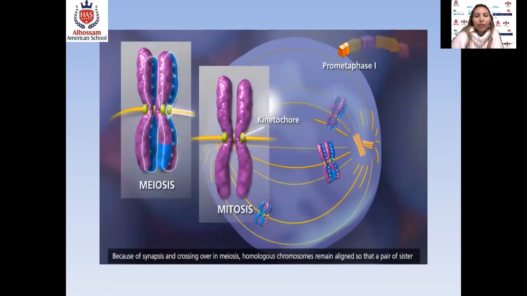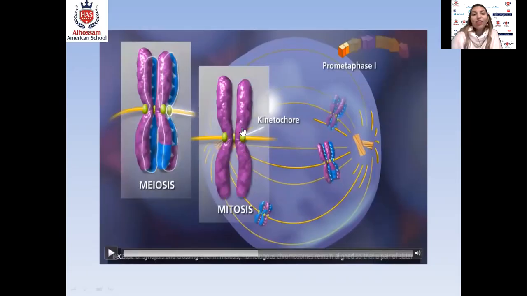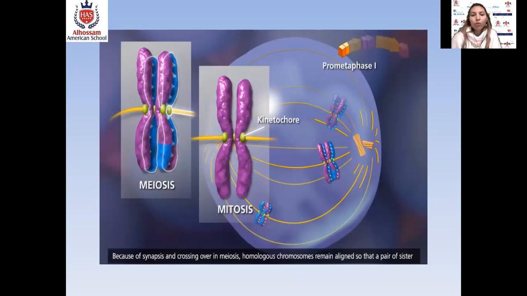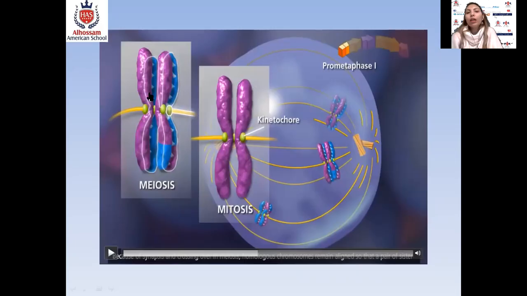Look here. We have this picture for mitosis. We can see just one chromosome, not homologous chromosomes. Just one chromosome consists of 2 sister chromatids. And here in meiosis, we have homologous chromosomes, 2 chromosomes. Because the 2 homologous chromosomes align at the center of the cell, they make crossing over. But here we have just one chromosome. How will crossing over happen?